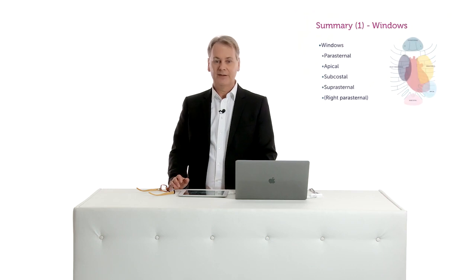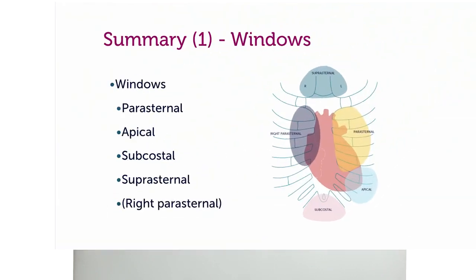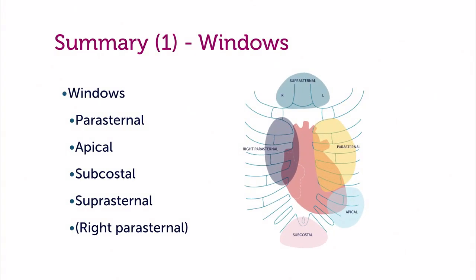So this was a very long chapter, but let me summarize the most important points that I brought in this lecture. First of all, we're using several imaging windows: the parasternal window, the apical window, the subcostal, right parasternal, and suprasternal window. We perform imaging from the parasternal, the apical, and subcostal view in all patients. The other two windows we only use for specific situations.